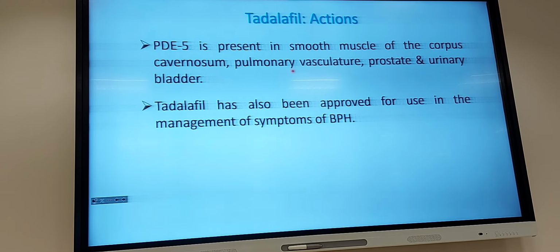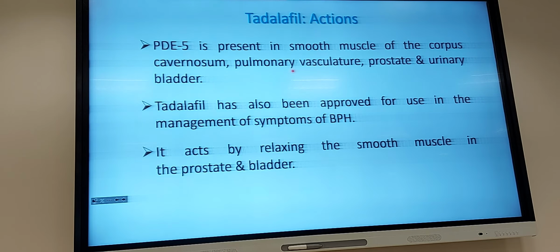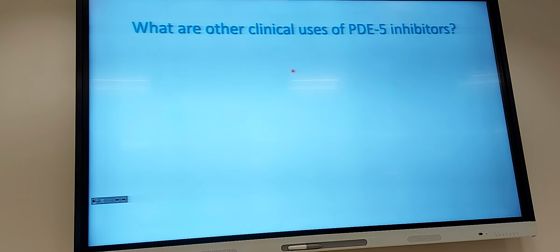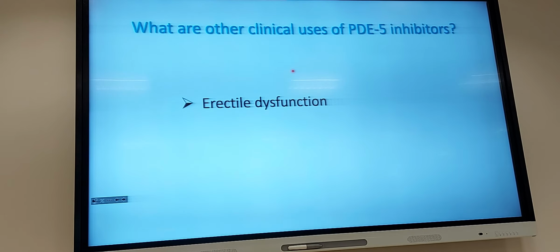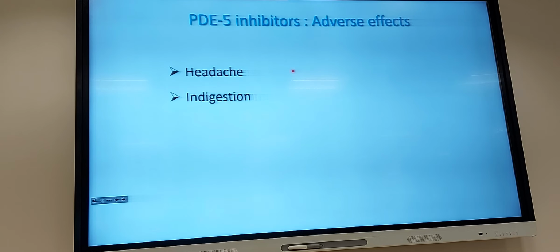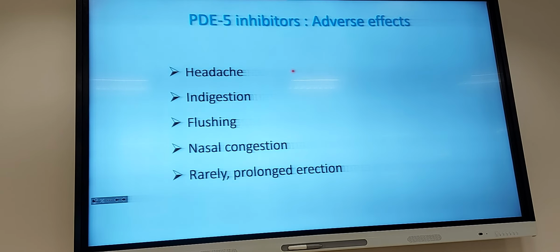So tadalafil is approved by the FDA for the management of symptoms of BPH, and it relaxes the smooth muscles, and hence it relieves the obstruction. It also is used in erectile dysfunction and pulmonary arterial hypertension. Adverse effects: headache, indigestion, flushing, nasal congestion, and priapism rarely.